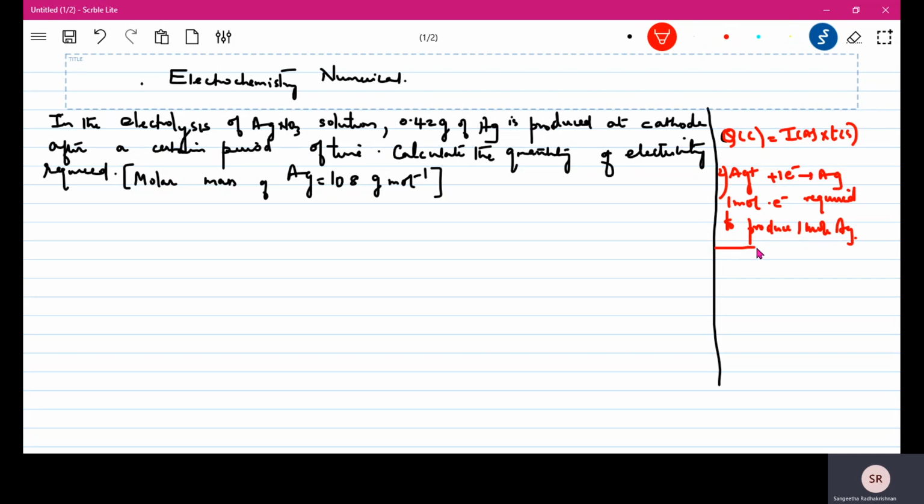That way. Okay. Then another thing we need to remember is that 1 mole electron corresponds to 96,500 coulombs. Okay, 1 mole electron corresponds to 96,500 coulomb, and 96,500 coulomb is 1 Faraday. So I can also say that 1 mole electron corresponds to 1 Faraday.